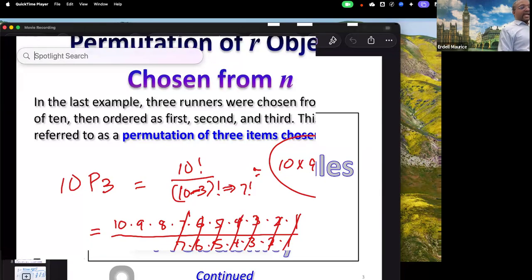All right, go ahead and plug 10P3 into your calculator. See if you get the right answer. I think it's 720. For most calculators, you need to hit the number 10, then hit the button nPr, and then hit the number 3 in that order, and then hit enter. It should give you 720. I'll wait if anyone needs help with that.